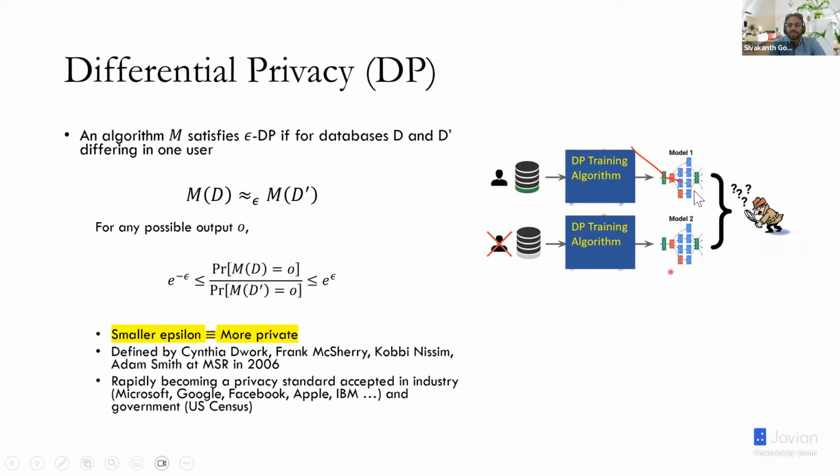It's outputting the same distribution of models. And the smaller the epsilon, the more private you are. This definition was introduced in theory around 2006, and since then it has been increasingly adopted in industry, like Microsoft, Google, Facebook, Apple, IBM. Whenever they train models on private data, they do it using differential privacy, and they tell you, oh, we trained it with epsilon equal to 1, epsilon equal to 2 differential privacy.